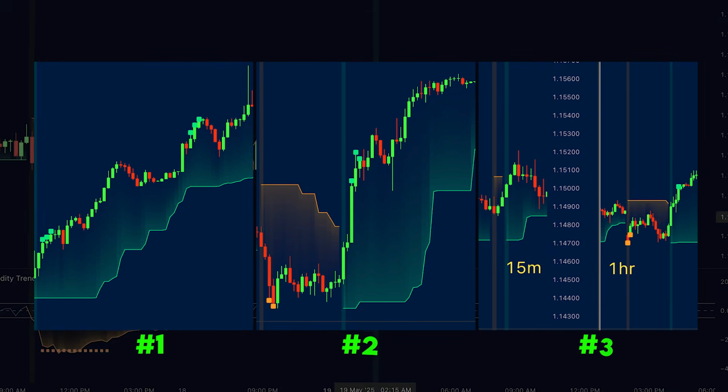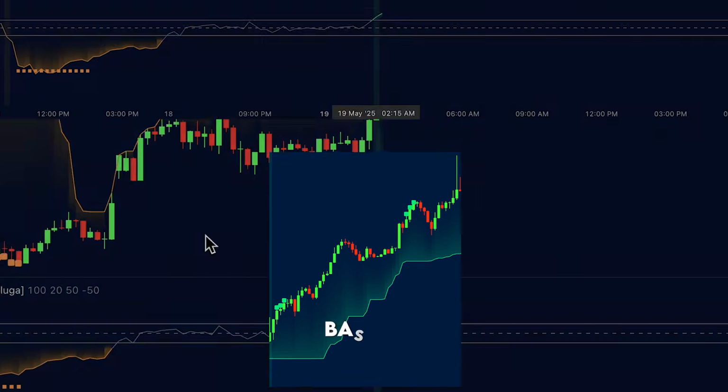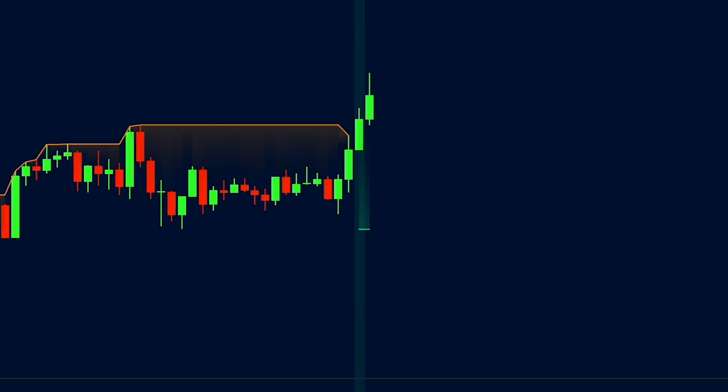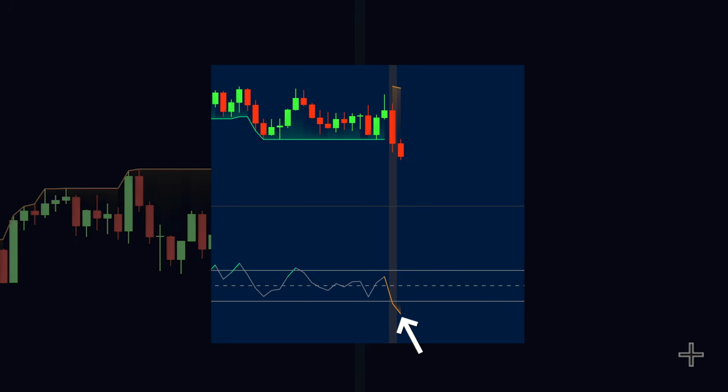Now, let me show you 3 ways to trade this enhanced momentum system. Strategy 1 is basic trend following momentum. First, you want to wait for those clear directional signals. CCI above 50 with green trailing line for longs and below -50 with orange line for shorts.